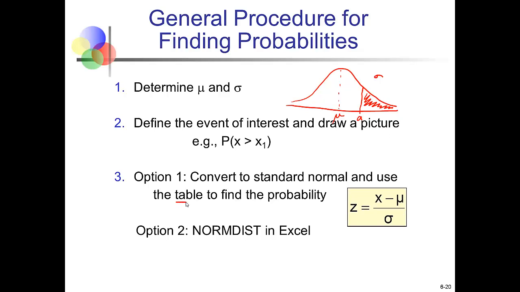If you want to use the table, the third step would be to convert the x value into the standard normal value, the z value, and use the table to find your probability. If you're interested in using norm dist instead, you do not need to convert your x value into a z-score. You can enter the x, mean, and standard deviation directly into norm dist in Excel.